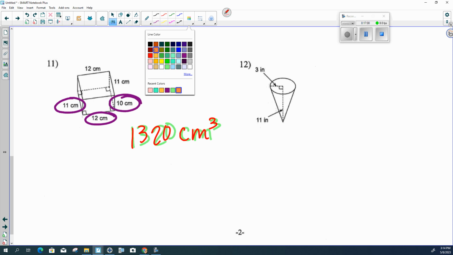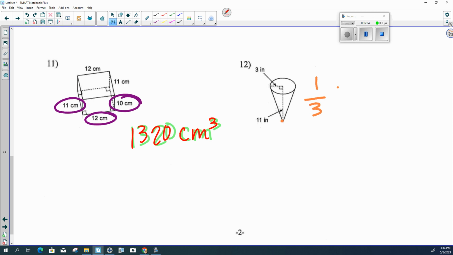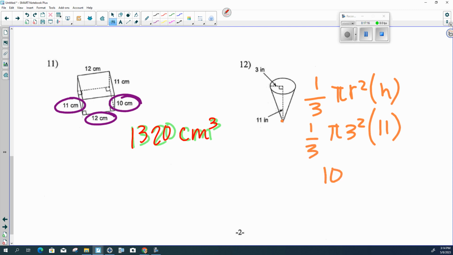All right. This one is a cone. Anytime you come up to this point, it feels like we're using 1/3 pi r squared times the height. They did give us the radius. They said it was a 3. They gave us the height. They said it was 11. So this one was 103.7 inches cubed.